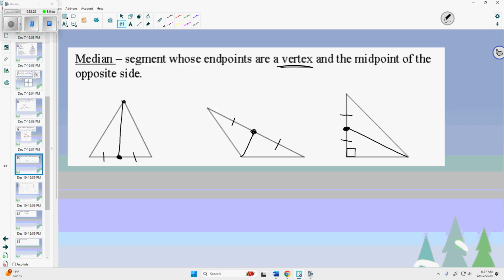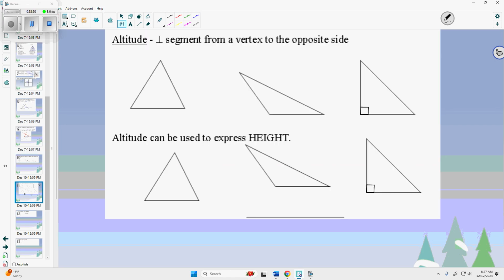Okay, angle bisector cuts the angle in half. Perpendicular bisector cuts the segment in half at a right angle. Now we have median, which cuts the segment in half but connects to the opposite vertex. Perpendicular bisector didn't have to go through a vertex. It just had to cut the side in half at a right angle. This one has to go through the vertex, so I don't care what kind of angle it is. Vertex to the midpoint of the opposite side.